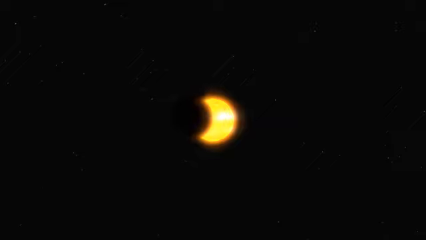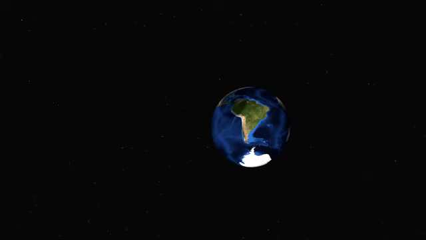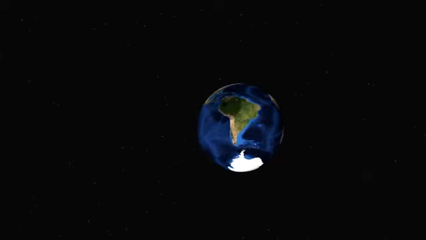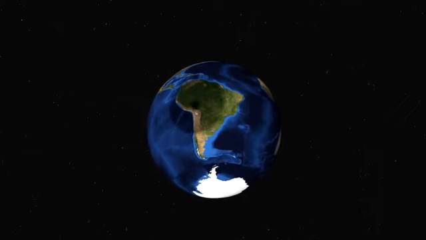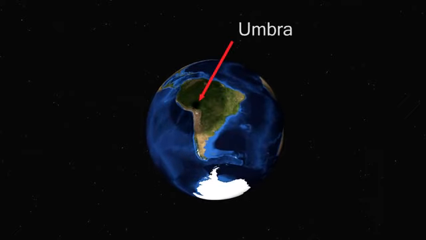If the Moon is closer to perigee, then it will appear bigger and we'll get what's called a total solar eclipse. Even if you're lucky enough to be on the right spot on the Earth, the longest you'll be able to see a solar eclipse is about 7 minutes. You'll need to be under the umbra, which is the darkest part of the Moon's shadow.